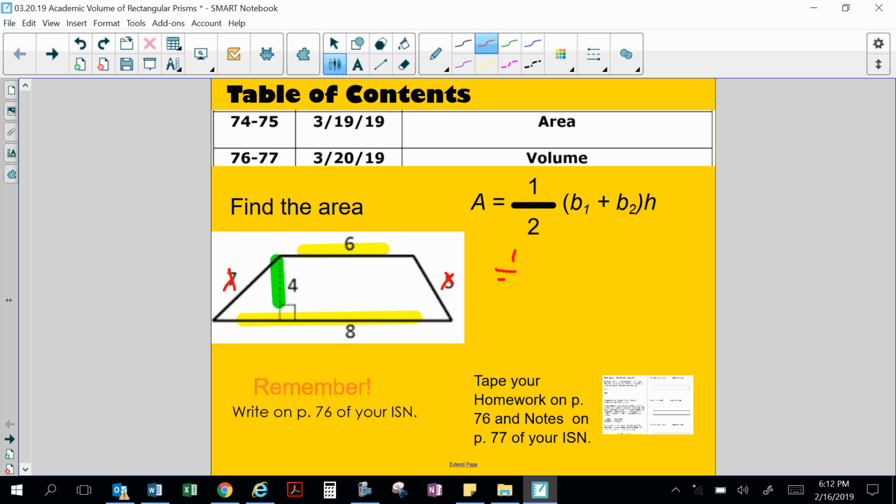So let's try to fill out this formula. So 1/2. Let's substitute the B1 and B2 with the numbers. 8 plus 6. And let's substitute the height with 4. So 8 plus 6 is 14. So we need to find half of the bases. What is half of 14? 7. 7 times 4 is 28 units squared.